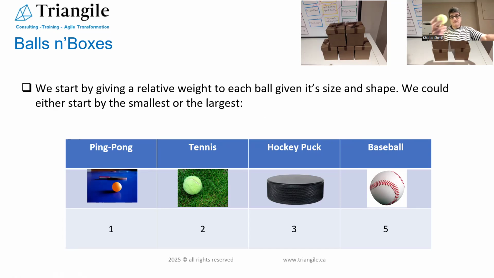Then relative to the tennis ball, if I bring the hockey puck and look at them, clearly the hockey puck is bigger in dimension, so it's clearly not 2, but probably also not 4. So I think a relative weight to the tennis ball for the hockey puck of 3 is reasonable. And then lastly, if the hockey puck is 3, then I can say fair enough that the baseball is 5, just because it's bigger in size.